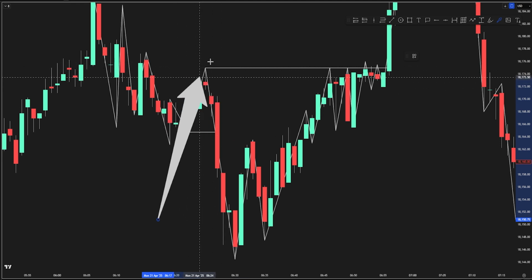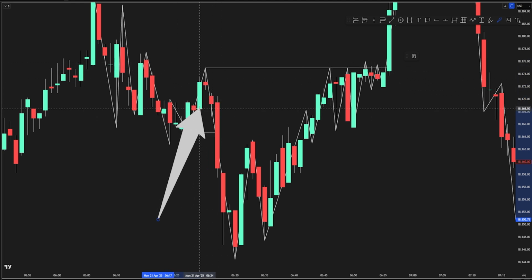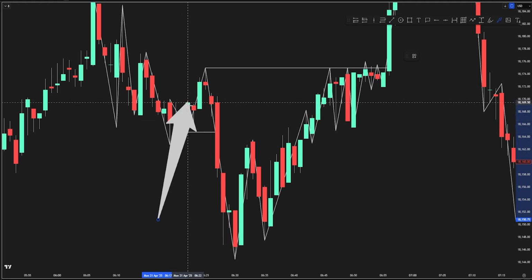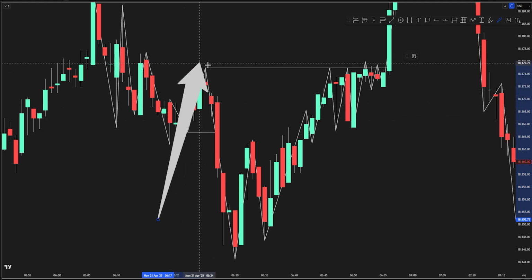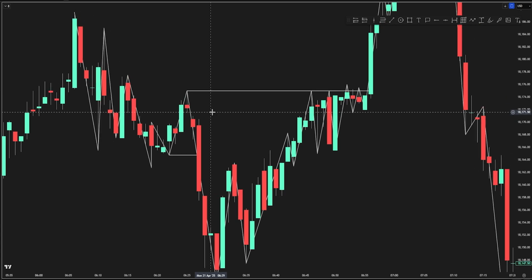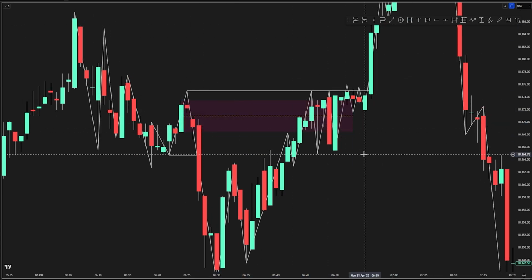Okay. So from this swing, this would be your breaker block. It wouldn't be this down two candles here. I mean, this up two candles here. It would be the one that's closest to the swing. So this would be labeled as your breaker block.